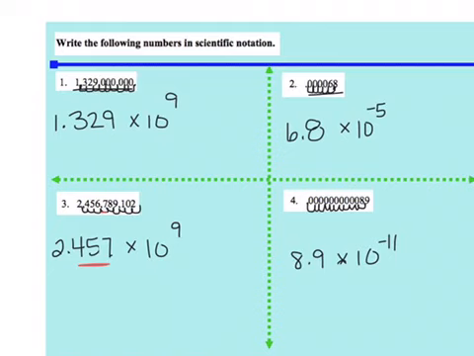For number 4, I got 8.9 times 10 to the negative 11. Remember, we're looking at how we moved it back. So I moved it here, and to get it back to where it was, I went the negative direction.